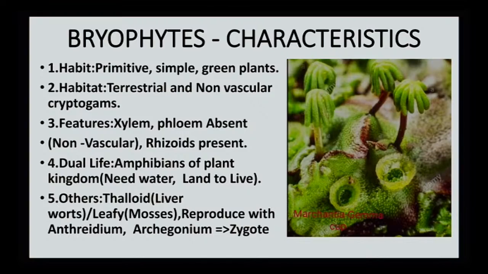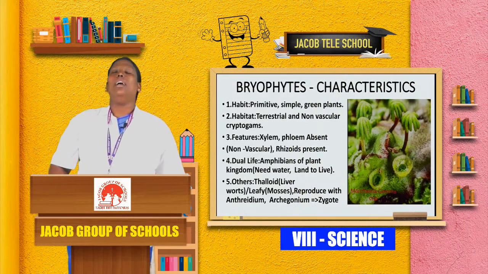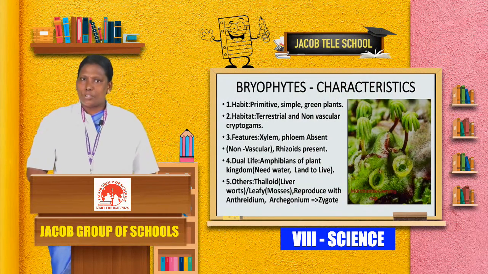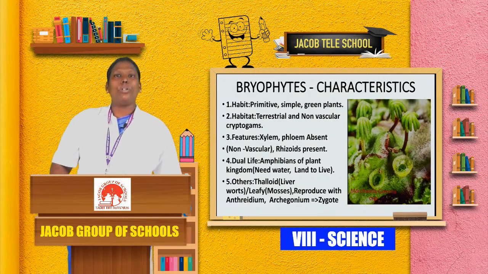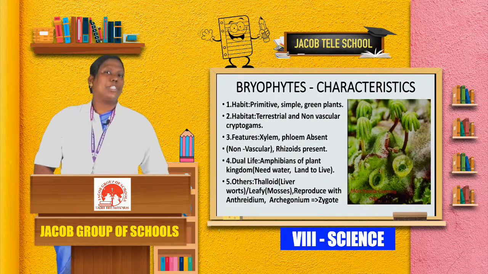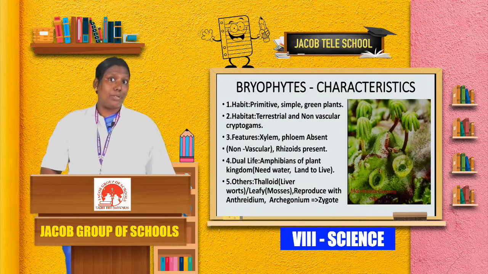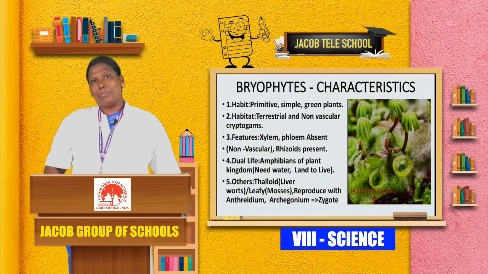Next, where do these bryophytes live? They live both on land and in water, so they are called the amphibians of the plant kingdom. As I told you already, bryophytes need both water and land, and they need both habitats to complete their life cycle. Even to reproduce, bryophytes need water. Without water they cannot reproduce.